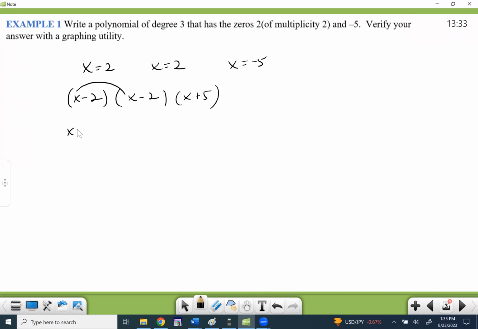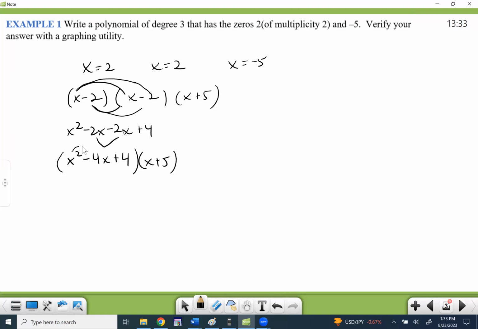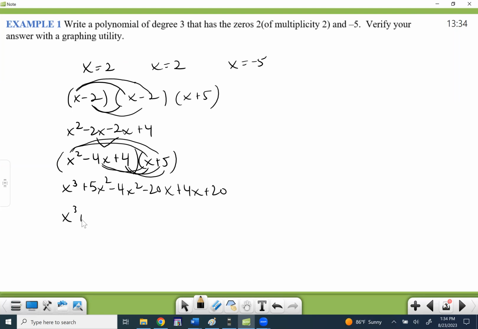So I'm going to start with FOILing out these first two. I'm combining the middles. Now I'm ready to take this polynomial and multiply it by x plus 5. Distributing the -4x. And then distributing the 4. Now we're going to go ahead and combine like terms.